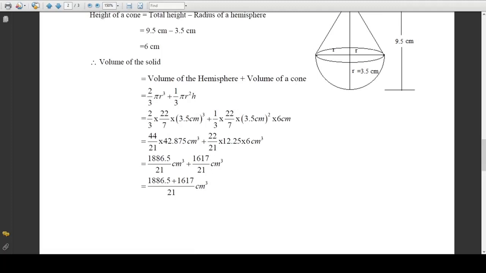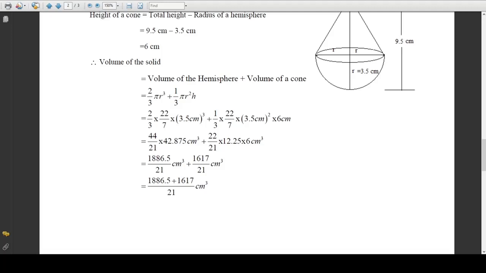Okay. Now here 2 by 3 pi is 22 by 7, r is 3.5, therefore cube of that, plus 1 by 3 and then again pi, which is 22 by 7, r square, that is 3.5 square, and then h is 6 meter. 3.5 cubed, you have to multiply 3 times, is 42.875. 2 multiply 22 is 44, 3 multiply 7 is 21. Here 22 multiply 1 is 22, 3 times 7 is 21. 3.5 square is 12.25, multiply with 6.